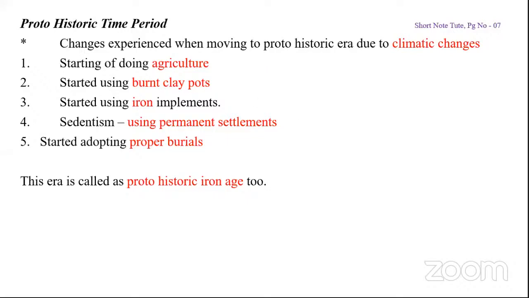Okay, so the proto-historic time period was known as the proto-historic Iron Age. So why do we call it the proto-historic Iron Age? Because people started using iron during this period. Okay, now we'll move on to the next page of the short note.